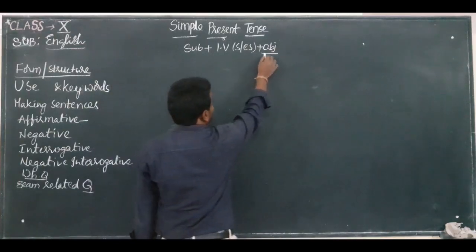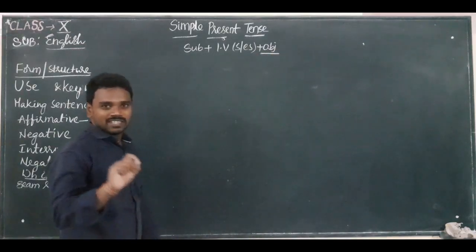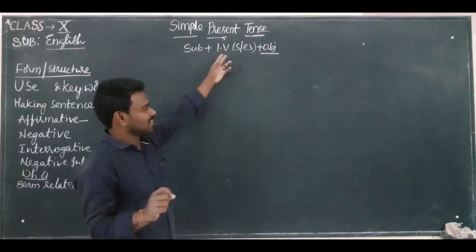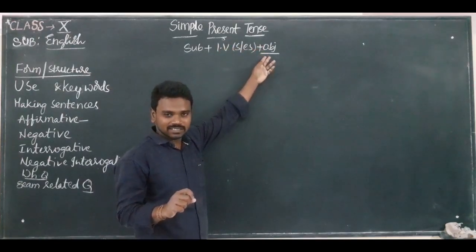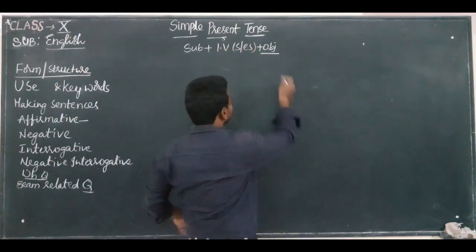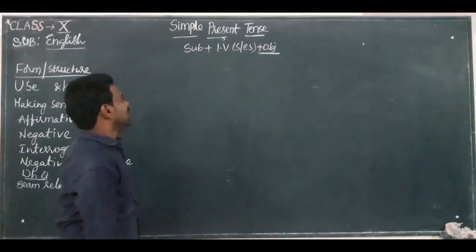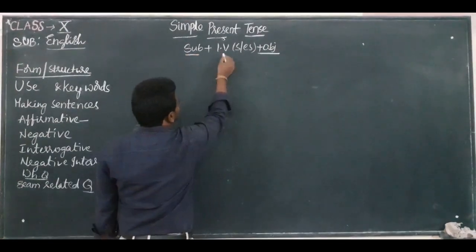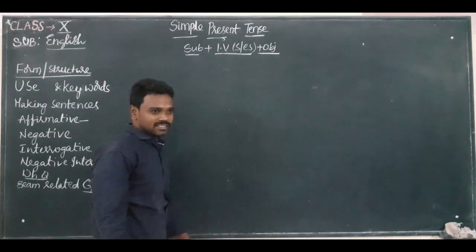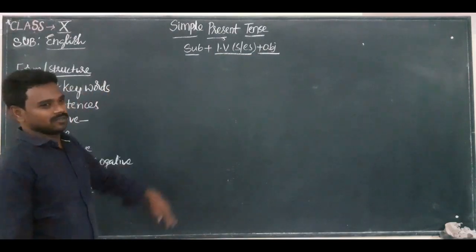For example, I write a letter. I is the subject, write is the verb, letter is the object. Just consider that the object is optional here. So the form is subject, first form of a verb, s or es to the verb, plus object.